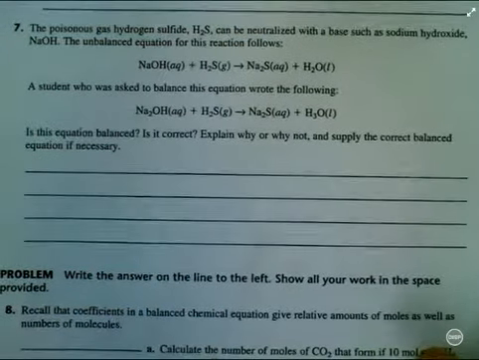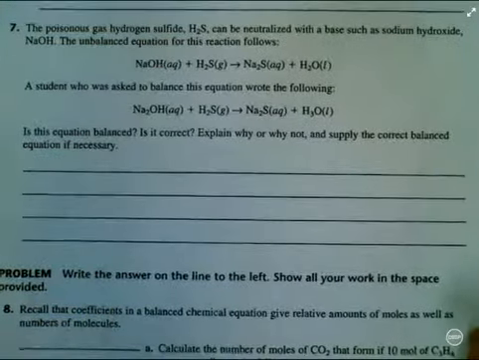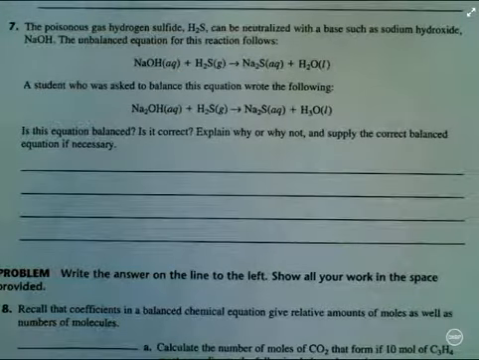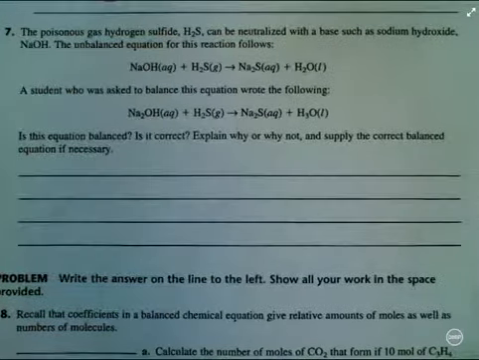Number 7. The poisonous gas hydrogen sulfide, which is H2S, can be neutralized with a base such as sodium hydroxide, which is NaOH. The unbalanced equation for this reaction follows. A student who was asked to balance this equation wrote the following. Is this equation balanced? Is it correct? Explain why or why not, and supply the correct balanced equation if necessary.